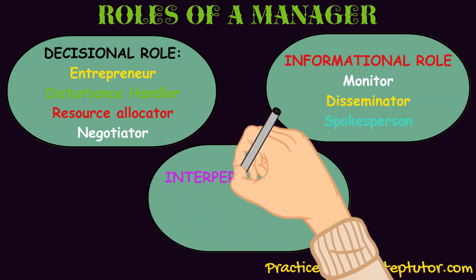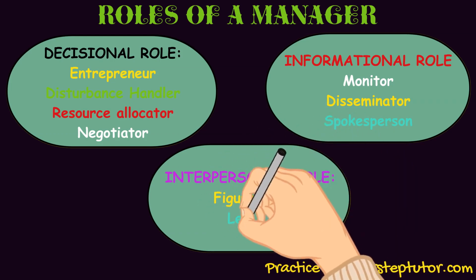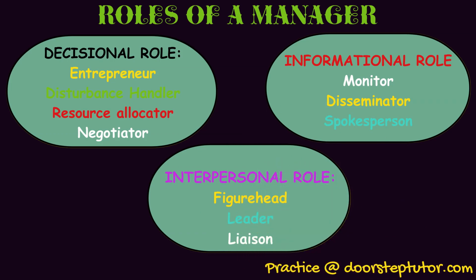Then interpersonal role. Under interpersonal role comes his figurehead. He acts as a figurehead of the organization, obviously, because he is managing the things. Then comes his leader. He is also acting as a leader who will be following various leadership styles which we will be learning in organizational behavior. Then he is also acting as a liaison of the employees, a caretaker of the employees.